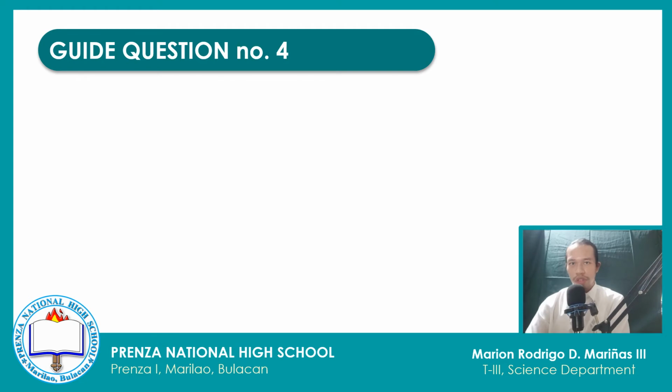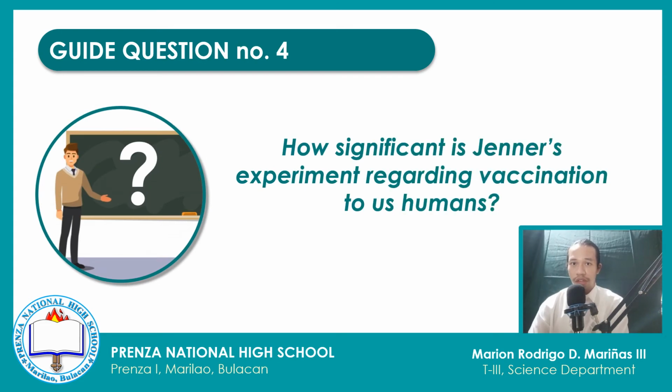Before we proceed to the next part of our discussion, please answer this question using 1 to 3 sentences only. The question is, how significant is Jenner's experiment regarding vaccination to us humans? Please write your answer on your activity sheet. You may pause this video while answering, and once you're done, you may now proceed watching the next part of this video lesson.